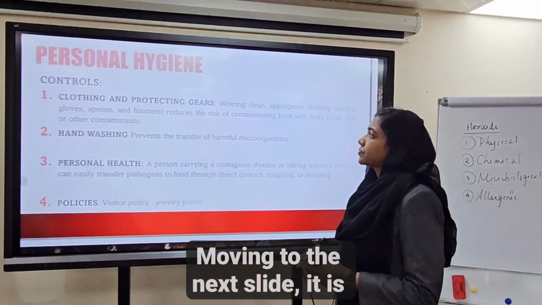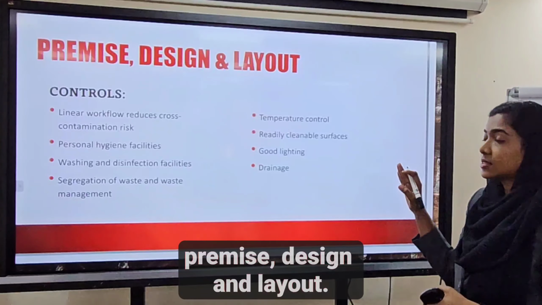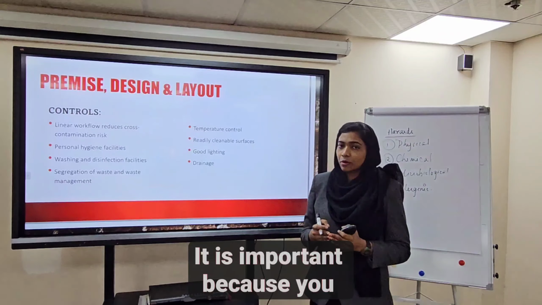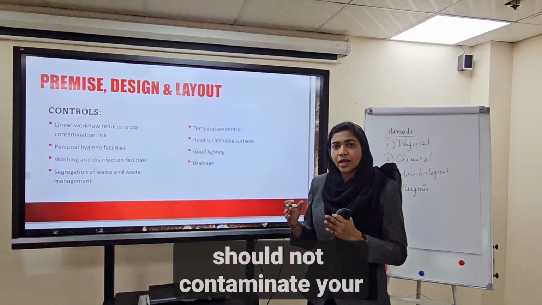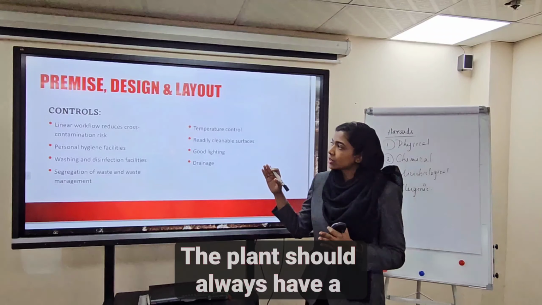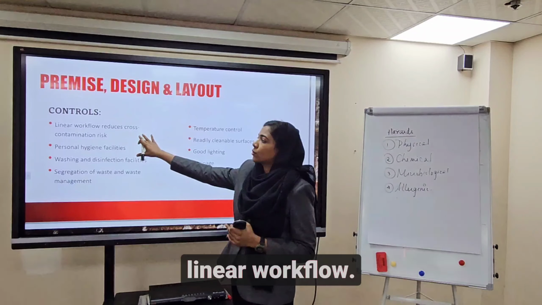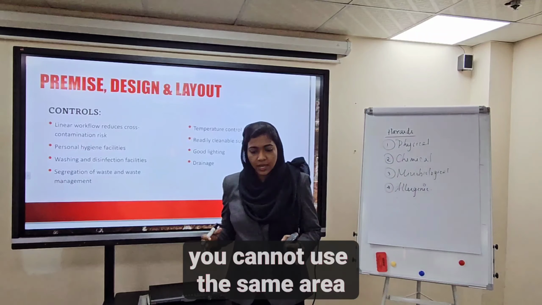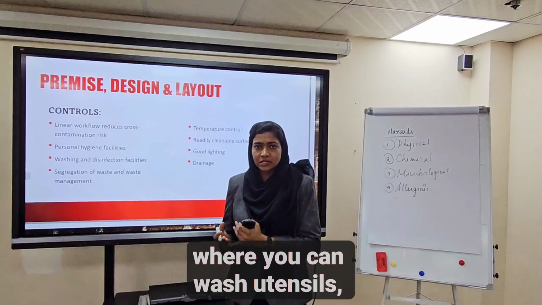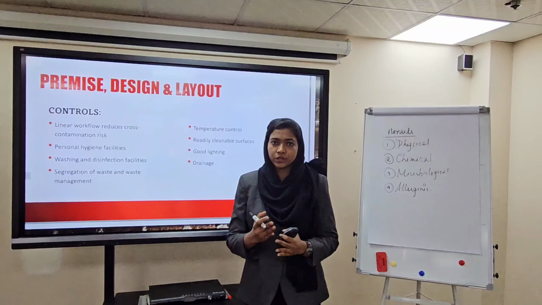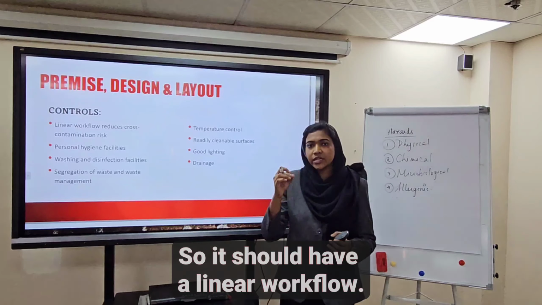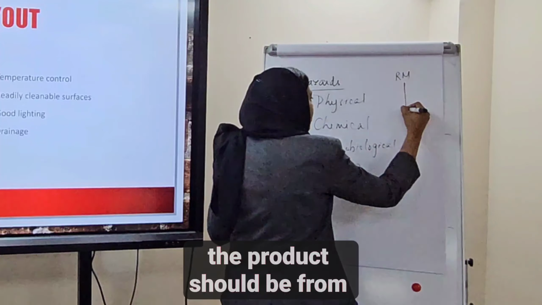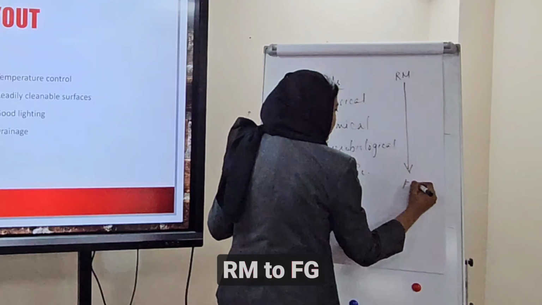Moving to the next slide, it is premise design and layout. Why is it important? It is important because you should not contaminate your products. The plant should always have a linear workflow. By linear workflow, I mean you cannot use the same area where you wash utensils, handle raw food, and handle cooked food. So it should have a linear workflow. By linear workflow, I mean the product should move from RM to FG.